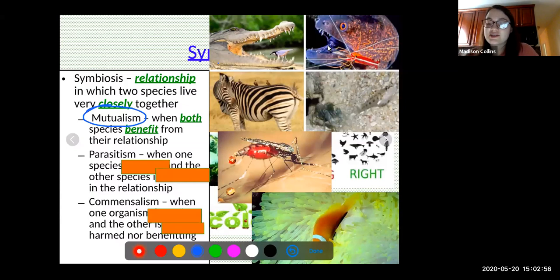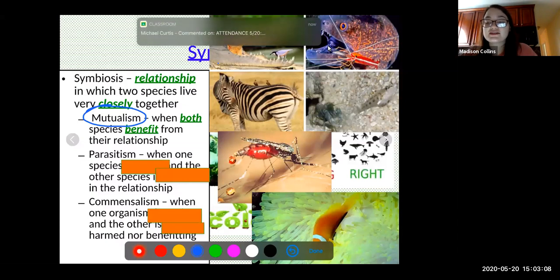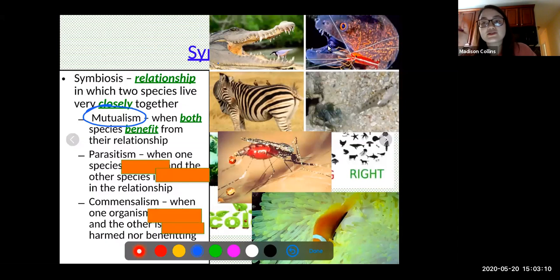Let's see some other examples. Here we've got a zebra with another species of bird, and the birds hang out on the zebra and basically eat the bugs that are on it. Same thing, the zebra gets a free bath and is free of those pests, and the birds get a nice little meal, a nice snack.